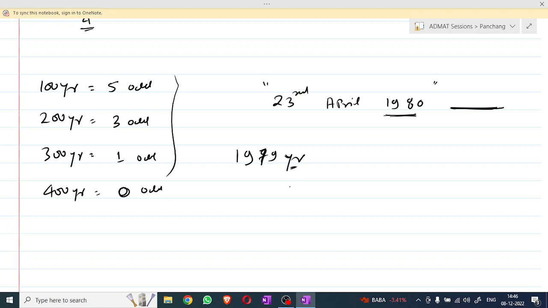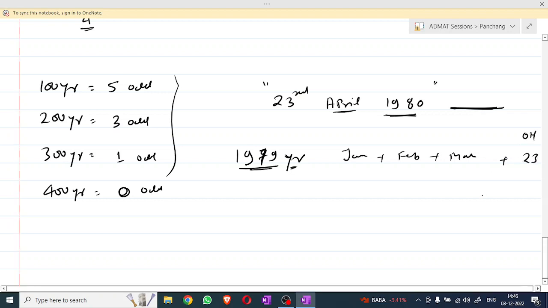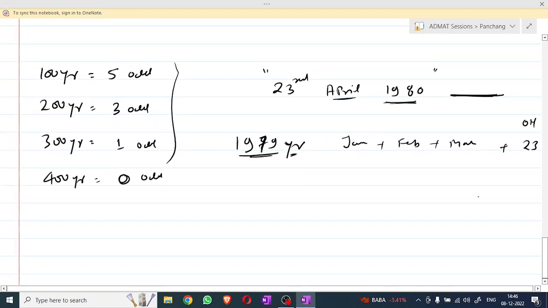Calendars were designed as 1st of January year 0001. Then 2nd of January year 0001. So how many years have passed? 1979 years have passed. If I'm in the month of April, what months have passed? January has passed, February has passed, March has passed. Now I'm in the month of April. I'm on the date of 23. So what do we do further with this data?